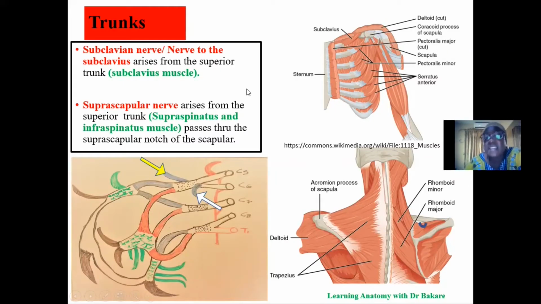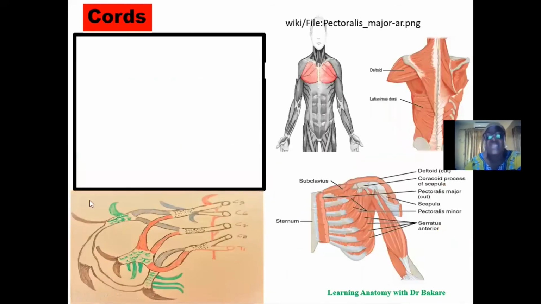The subclavian nerve, or nerve to the subclavius, and also the suprascapular nerve are non-terminal branches that emerge from the trunk of the brachial plexus. And the region where you see them emerging from is the superior trunk of the brachial plexus. So these are the two nerves that emerge from the trunk of the brachial plexus, and specifically the region where they emerge from is the superior trunk. So going further on the non-terminal branches, the next region will be the cord.